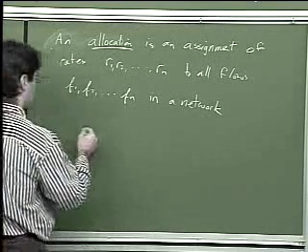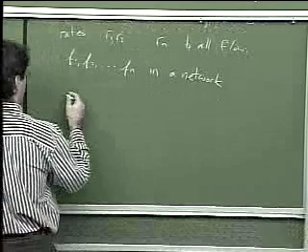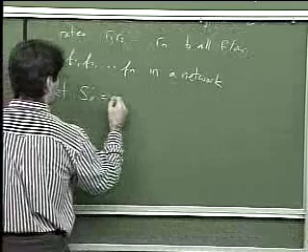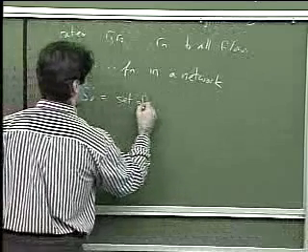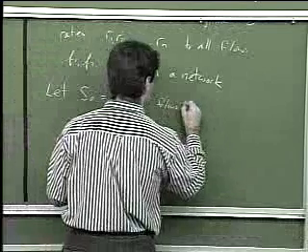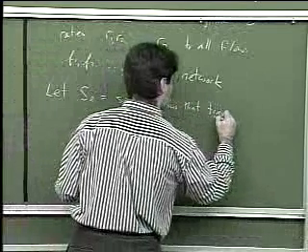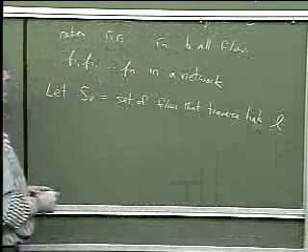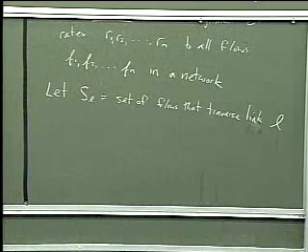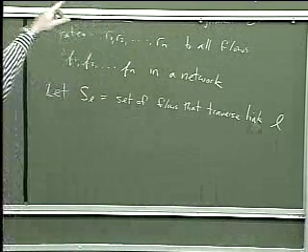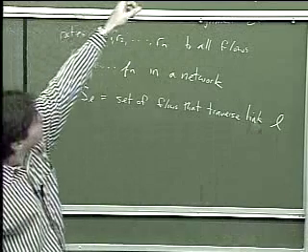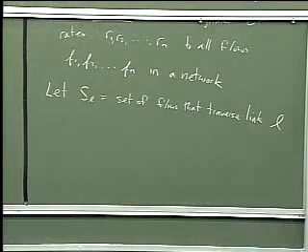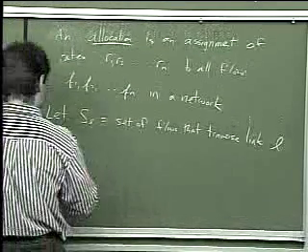Okay, I'm going to write: let S sub L be the set of flows that traverse link L. So for example, for the link up there with capacity 8, S sub L is going to be F1, F2, F3, F4. For the link with capacity 4, S sub L is going to be F1 and F2. Okay?